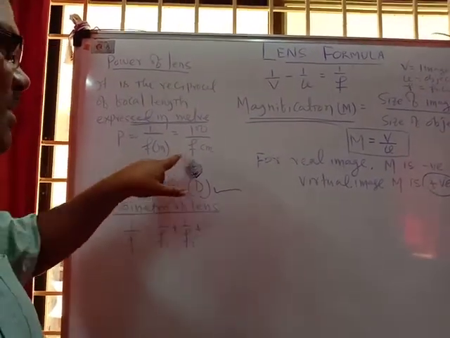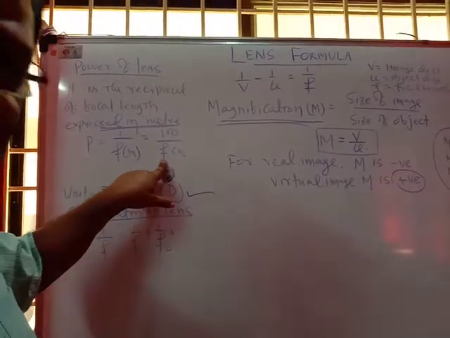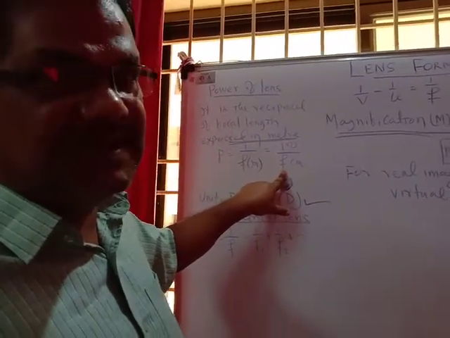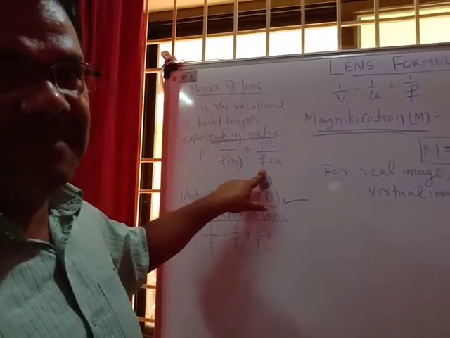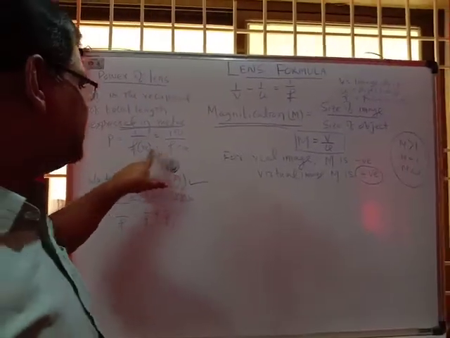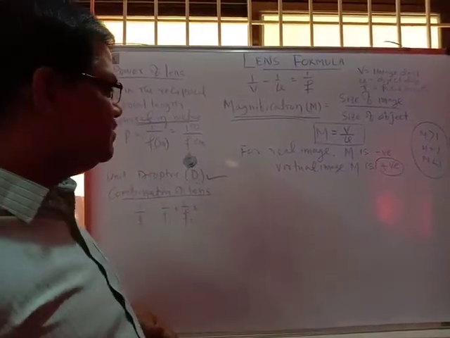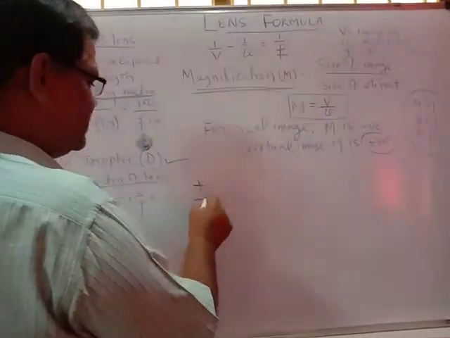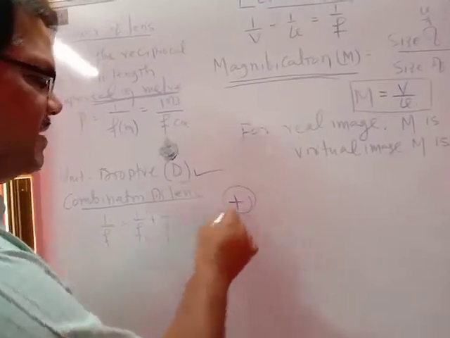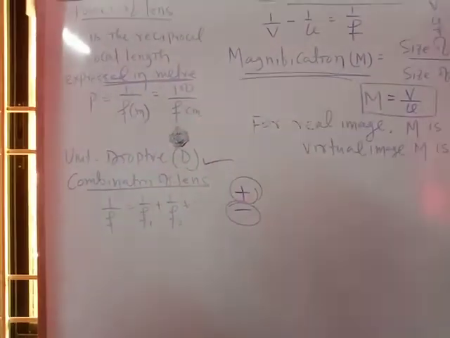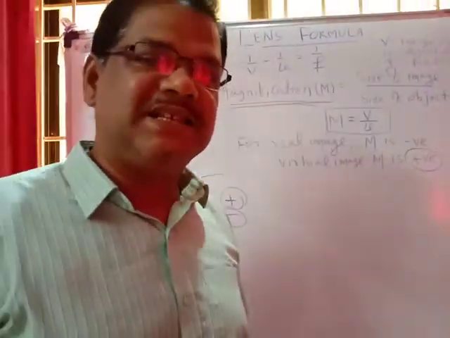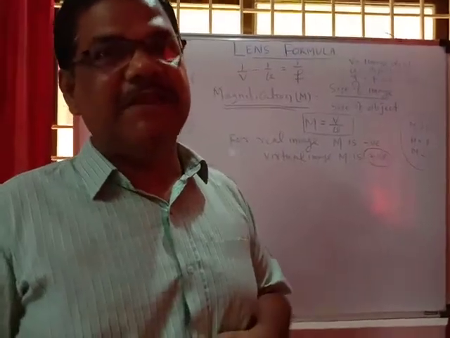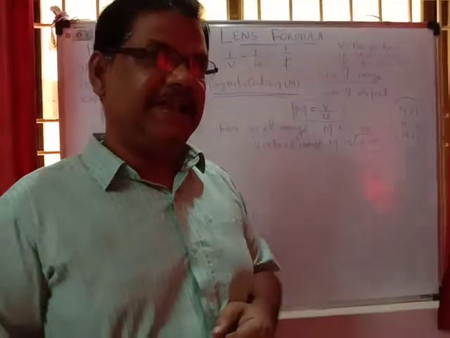What is the definition of one diopter? Power of a lens is said to be one diopter if its focal length is 1 meter. So whenever we talk about the lens's power, this power will be plus or minus, maybe plus power and minus power. For what type of lens is the power plus? For convex lens, the power of lens is positive, and for concave lens, the power of lens is negative.